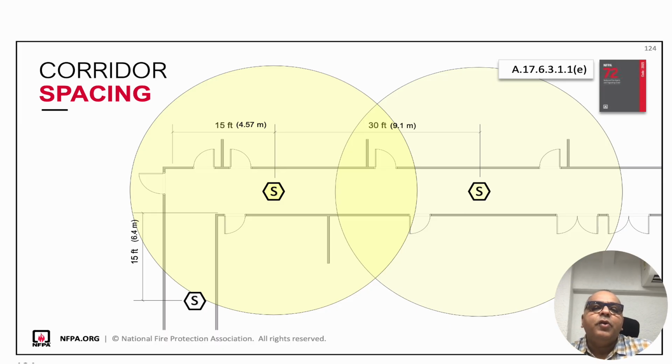A practical rule for corridors would be: if a corridor is less than or equal to 8 feet wide, spacing may be extended up to 1.7 times. If the corridor is less than 15 feet wide, up to 1.5 times the detector spacing could be used. If it is wider than 15 feet, then we need to revert to the normal SD spacing, that is the grid method.